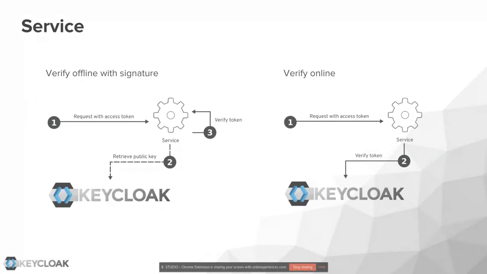Or it can verify it offline, in which case the service will at some point retrieve the public key from Keycloak, and in most cases it will cache this, so it won't have to reconnect to Keycloak every time there's a request. And it can use this to verify that the token is valid by basically checking the signature using the public key.